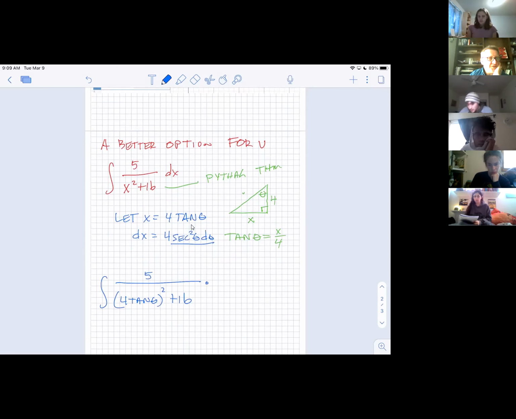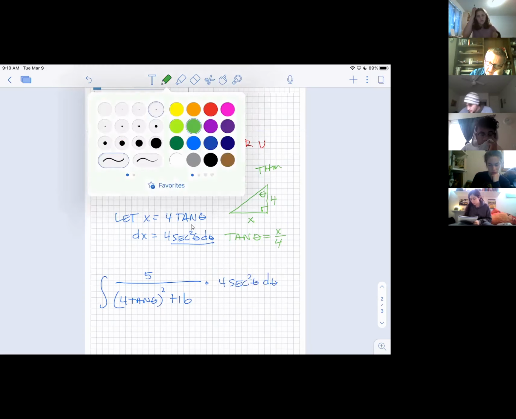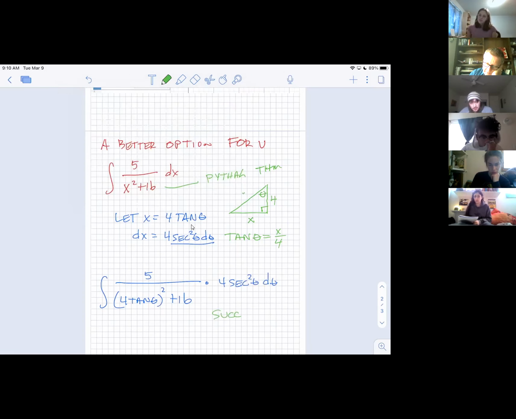Now, again, your gut reaction to this should be, this is not a good idea. This is not going to work. This got way uglier, and now it just got even uglier because now I've got secant squared theta d theta. But success, it's all thetas, right? But is it easier? It doesn't look like it. But watch what happens if we keep going here.